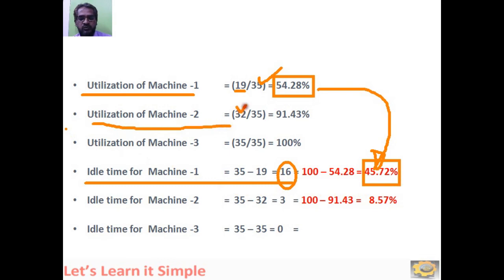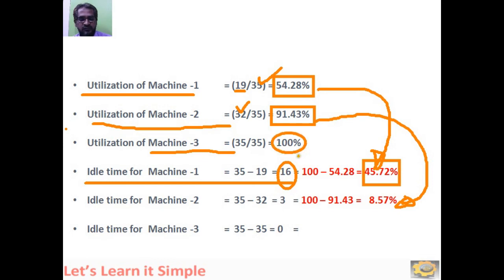Similarly for the second machine, till 32 it is busy in processing all the 3 jobs. Therefore, utilization for the second machine is 91.43%, or in terms of idleness it is 8.57%. Now the third one, which is the last among the 3 machines to complete all the jobs, is fully utilized. Therefore the idle time is 0 for machine 3.